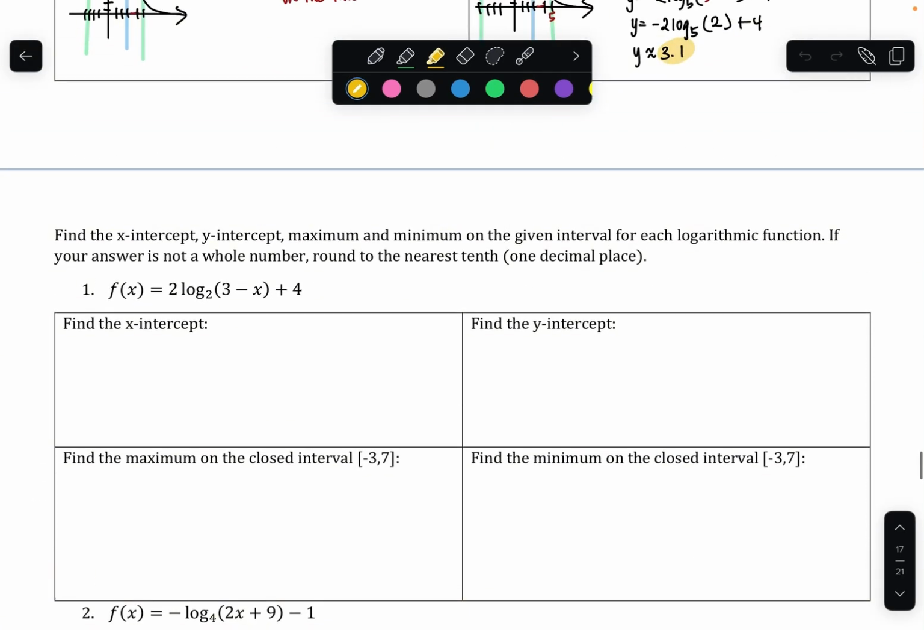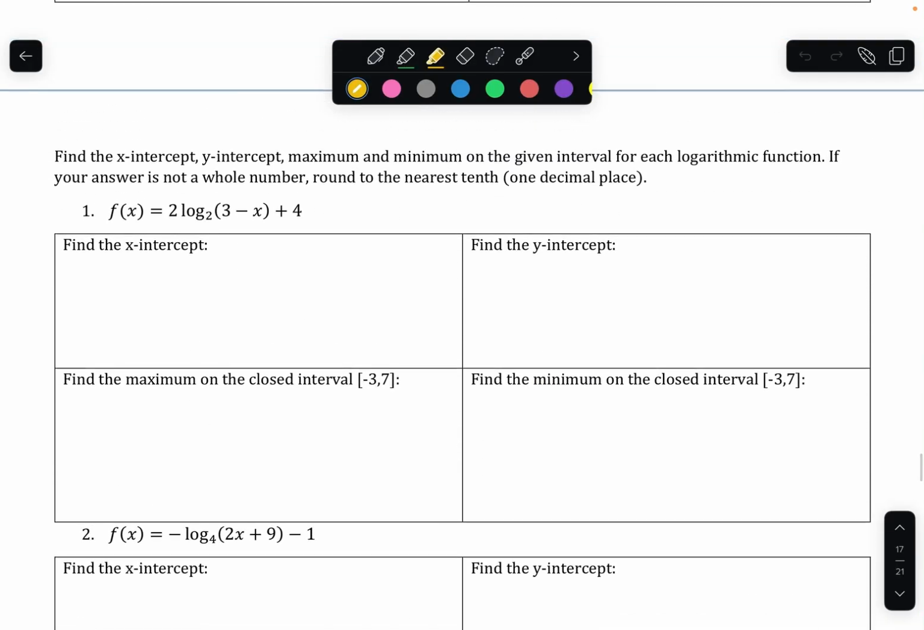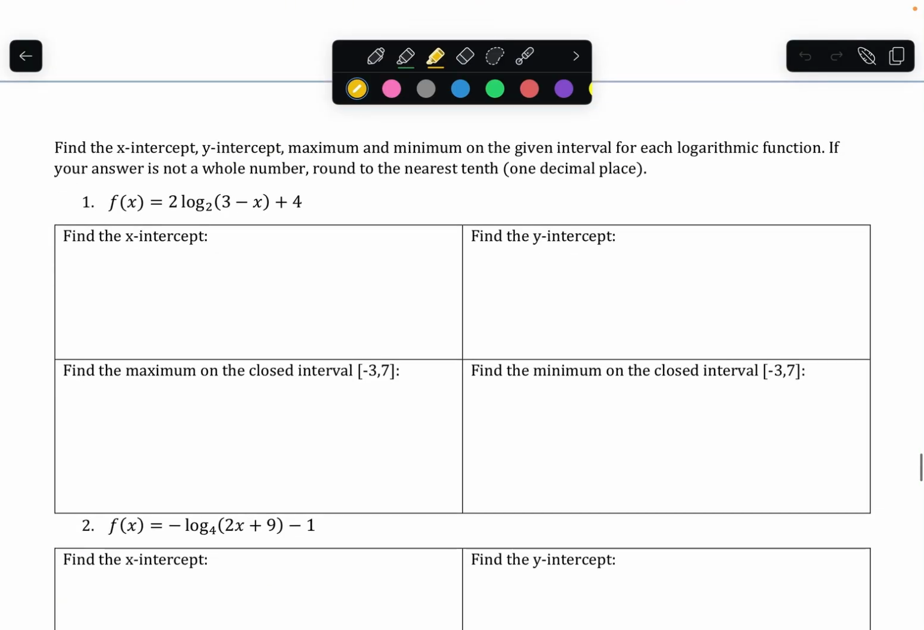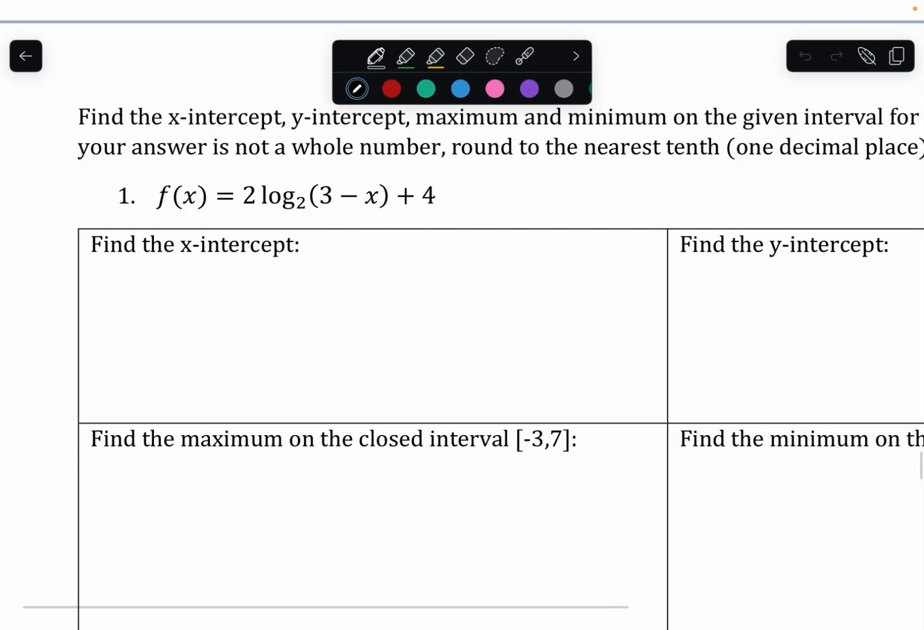All right, so we're going to do 3 more examples of looking at different functions. And so for each one, we're going to find the x and y intercept and max and min on a given interval. Okay, and so looking at this function, let's do it algebraically. For our x-intercept, we are plugging in y equals 0. And so we plug in 0 to the left side of the equation. Then we have 2 log base 2 of (3 minus x) plus 4.